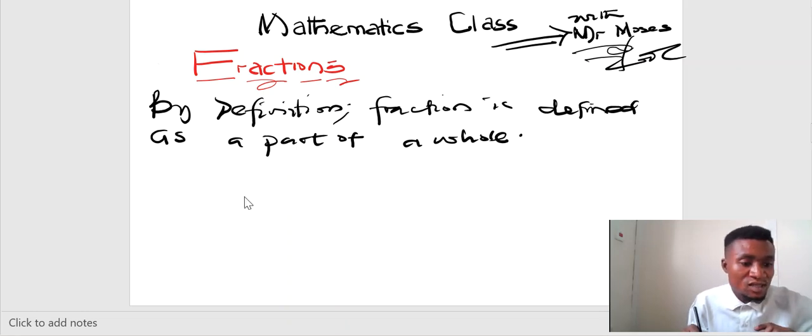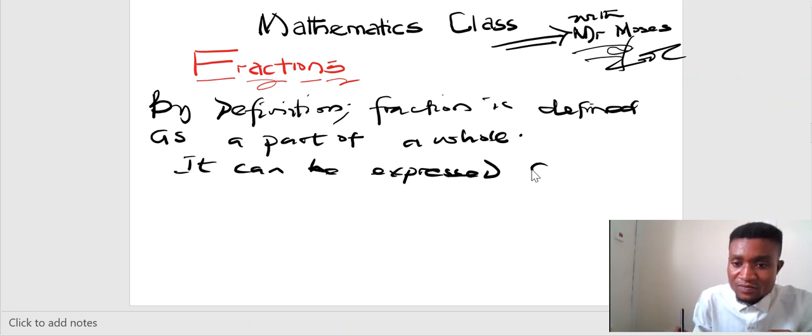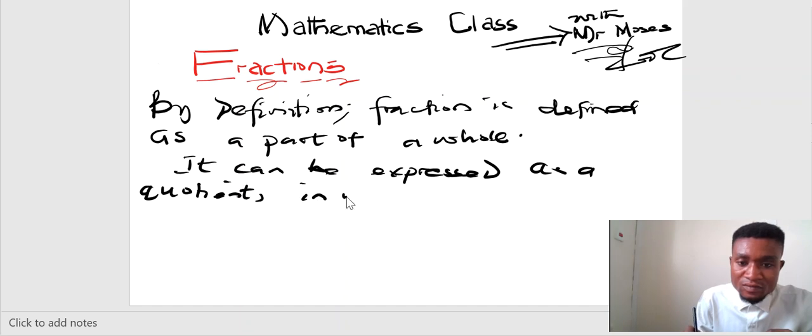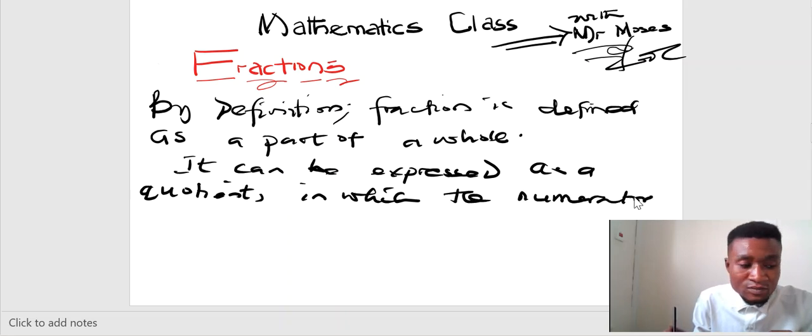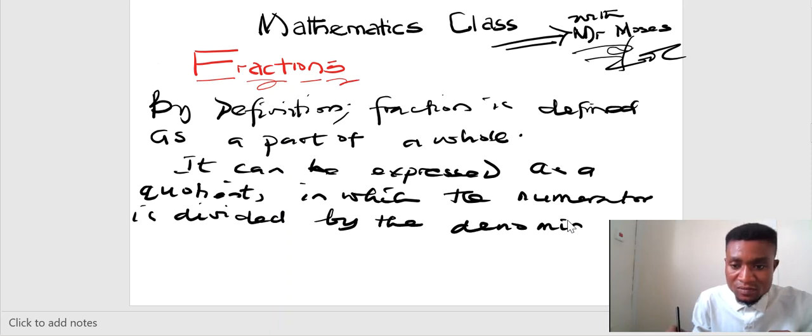And we can actually say that it can be expressed as a quotient in which the numerator is divided by the denominator. All right.